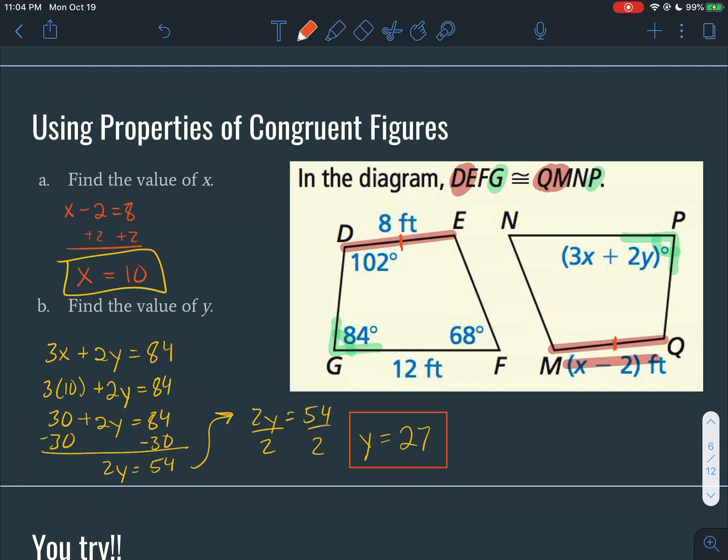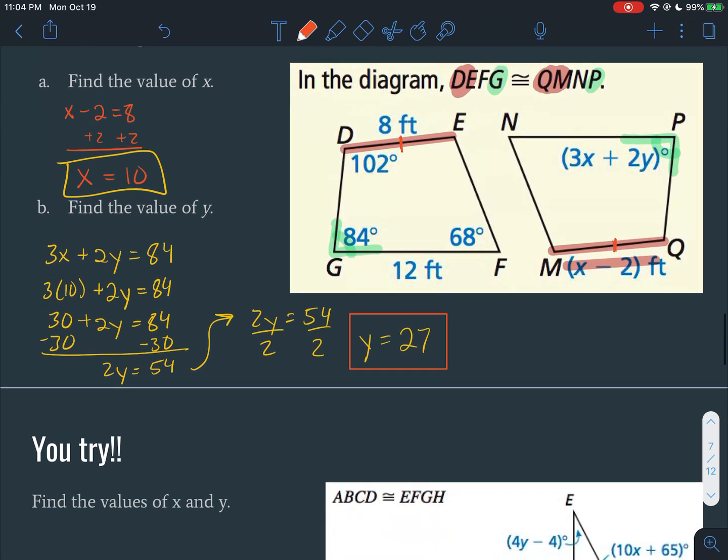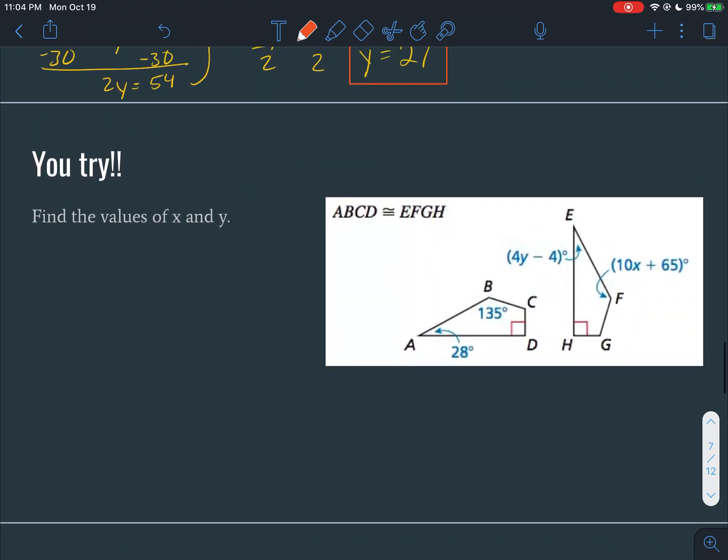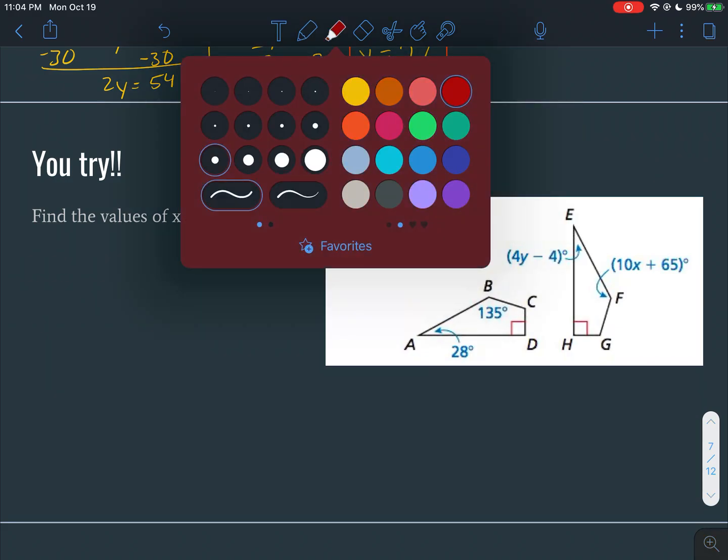Okay. So x equals 10 and y equals 27 because corresponding parts of congruent figures are congruent. So I use the congruent sides and I use the congruent angles to solve for x and y. All right, so you do this, you try, then come back to check your work when you're done. Okay, hopefully you solved, or you paused the video and came back to check.